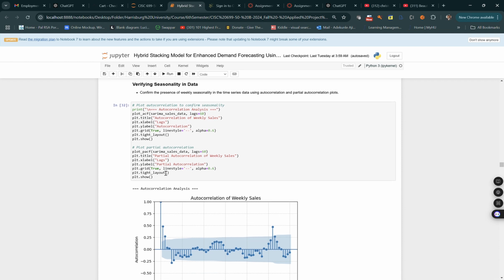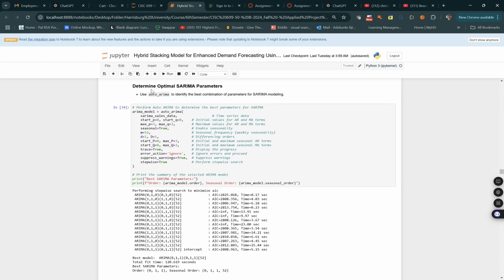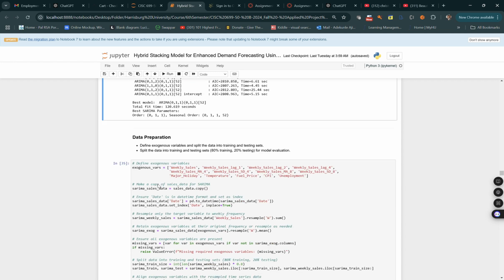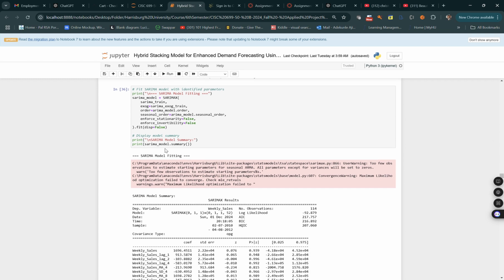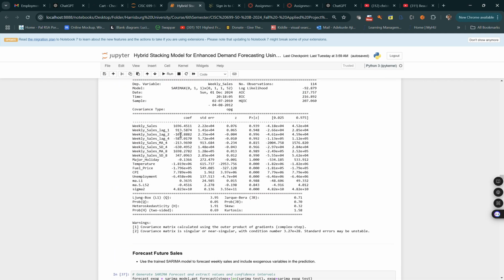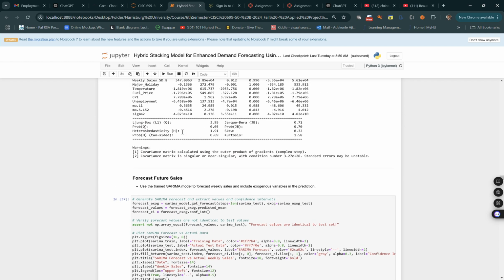And we check for various seasonalities there. We check the seasonal decomposition and determine the optimal SARIMA parameters, which were determined, and here is the best fit, which was employed in the project here. The training length is 1141 data points. What was gotten here was applied, and the training and prediction was done.